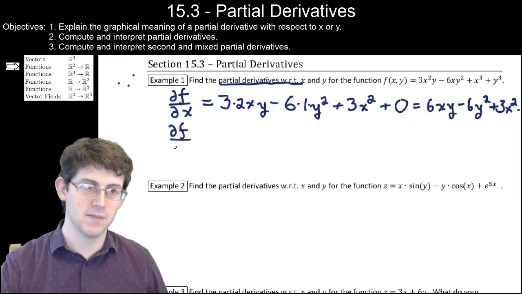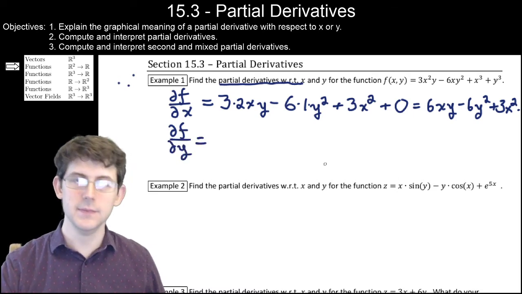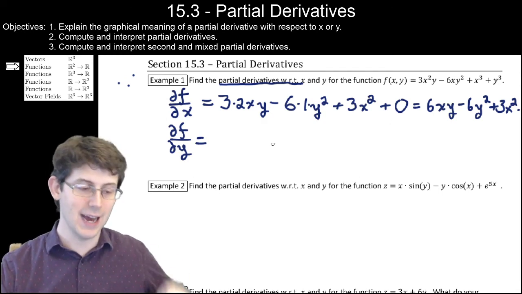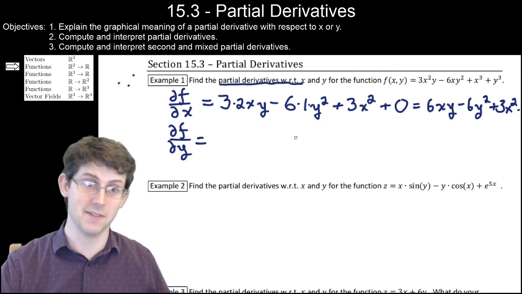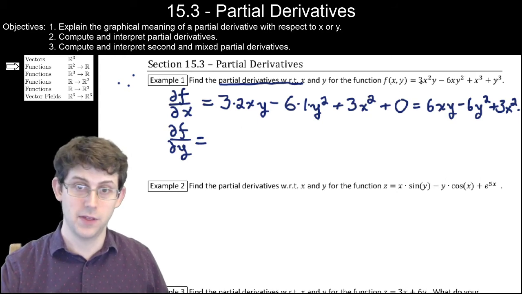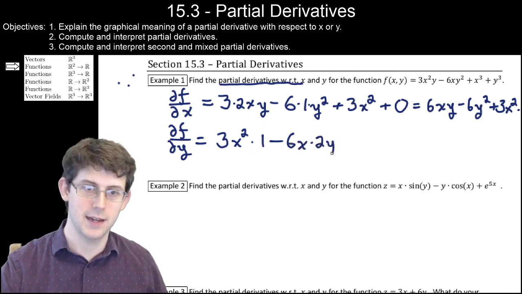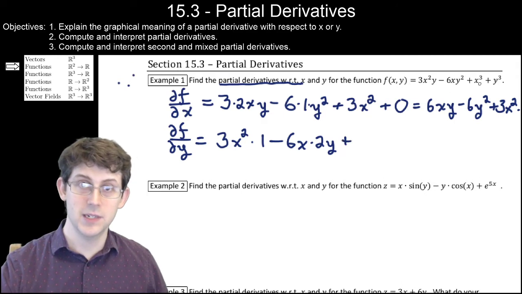Then we can find partial f partial y. Same process. We just change our perspective to say now y is the variable and x is a constant everywhere that it appears. So 3, that's a constant. x squared, that's a constant this time. Derivative of y is 1. 6, that's a constant. x is a constant. Derivative of y squared is 2y. x cubed is a constant, so its derivative is 0. y cubed, oh, the derivative of y cubed is 3y squared.